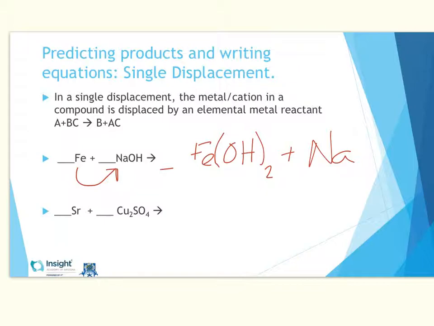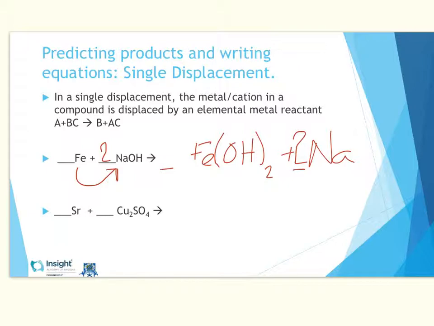Okay? So now, to balance things, if you look at it, we have one iron on both sides. We have one sodium on both sides, but we have 2 hydroxides on the product side, so I need to put a 2 here. Now that's going to affect my sodium, because now I have 2 sodiums in the reactants, so I'm going to put a 2 out here for my products to balance. Okay.